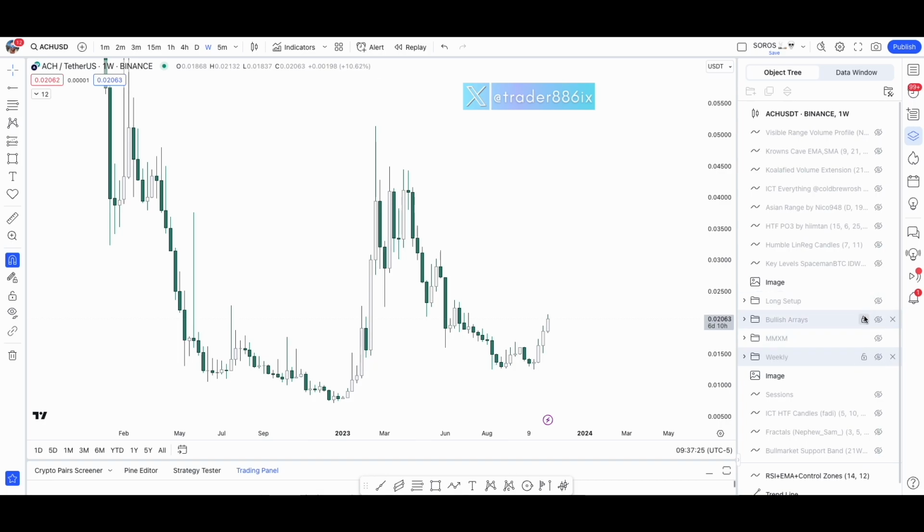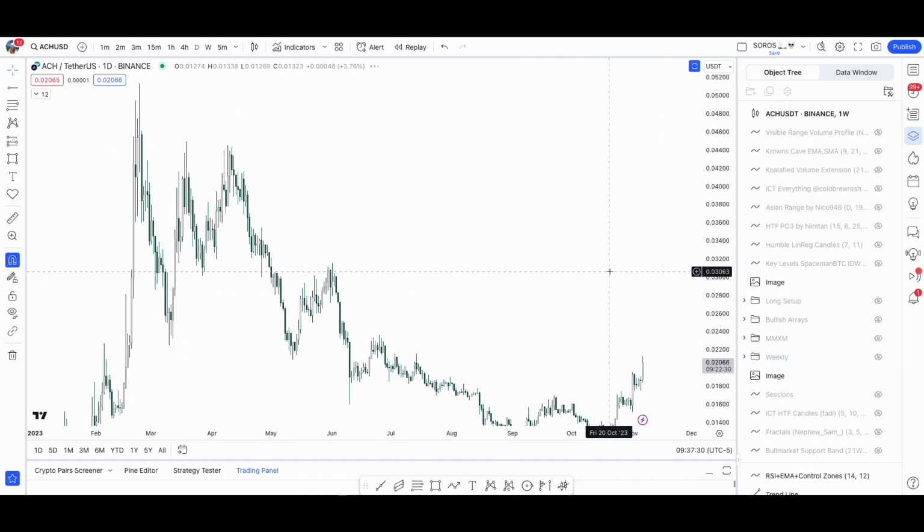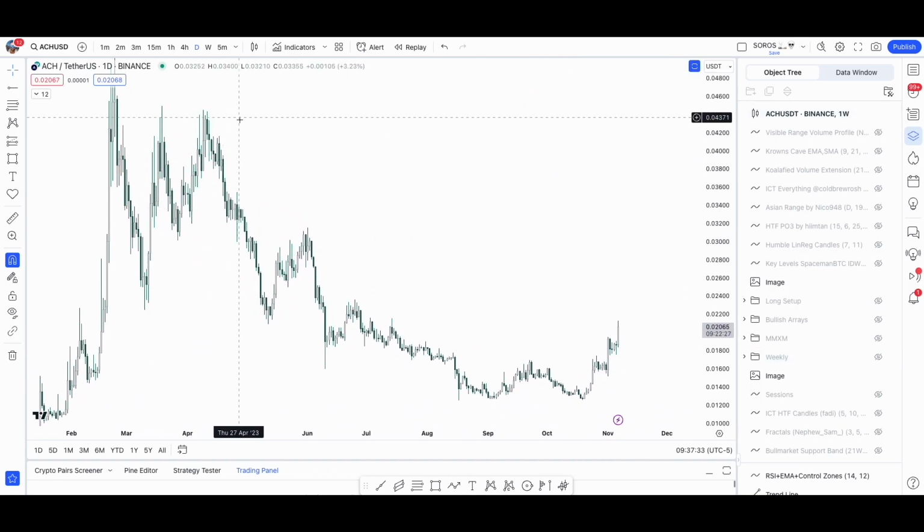So now if we pop it into daily, you'll see the convexity shifting, right?